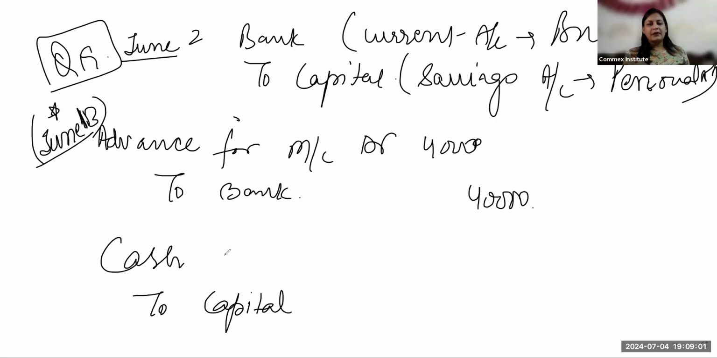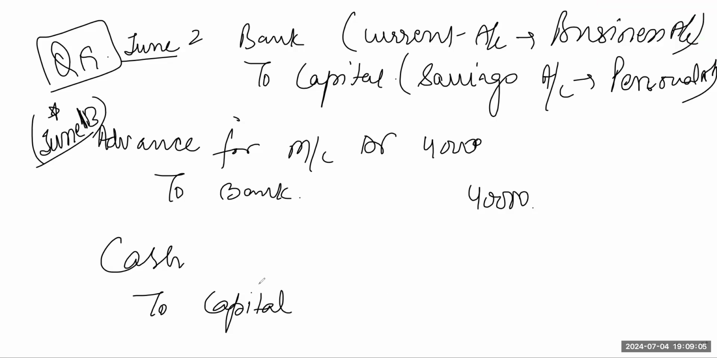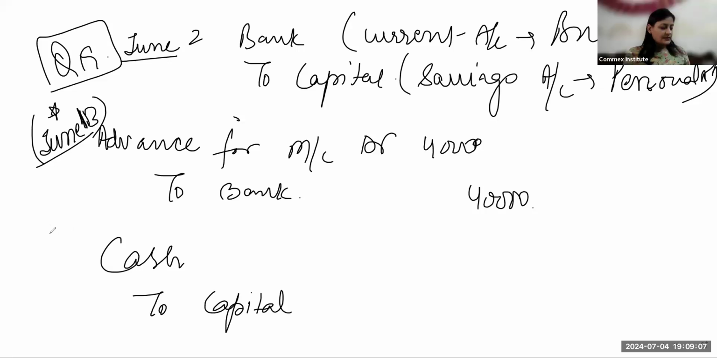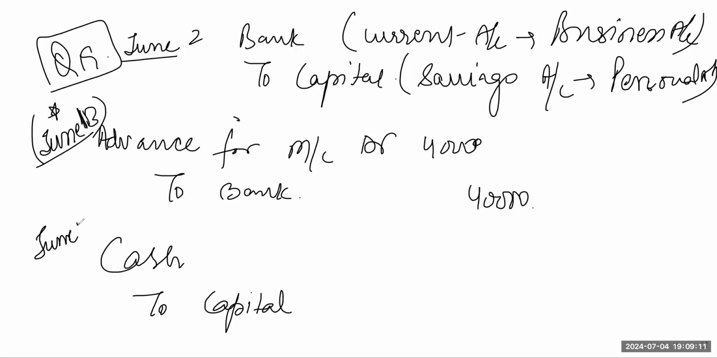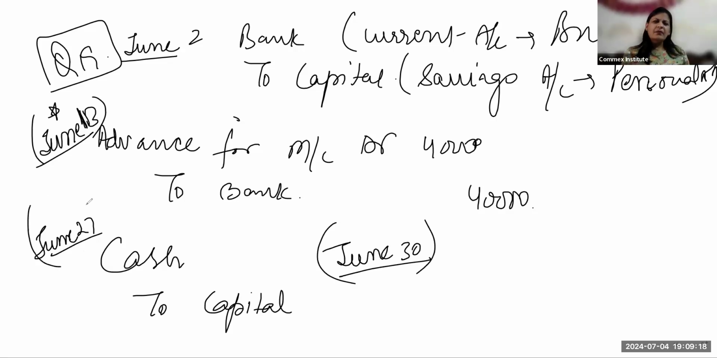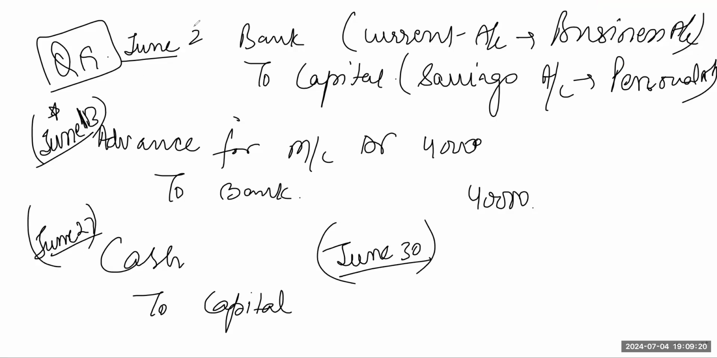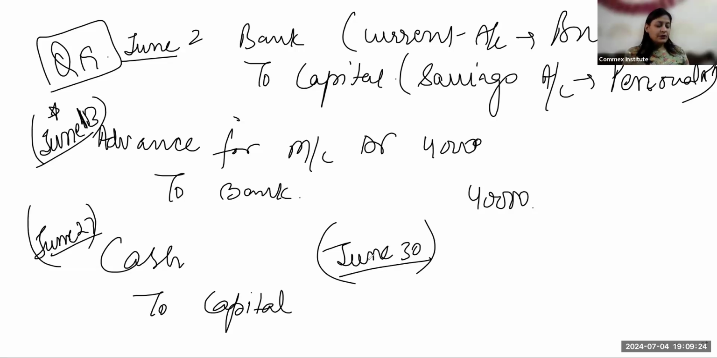Cash to capital. Your capital is increasing, so capital will be credited. Ma'am, I keep getting confused with the cash and capital when it's talking about items, like additional capital. So I practice. Yes, clear? Okay.